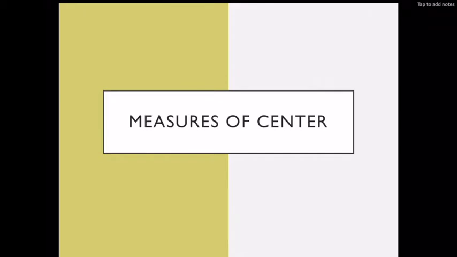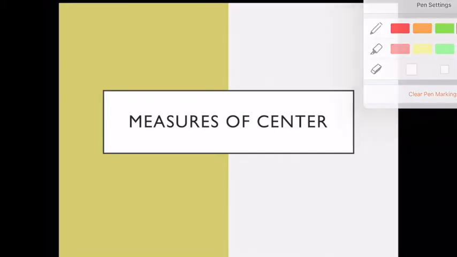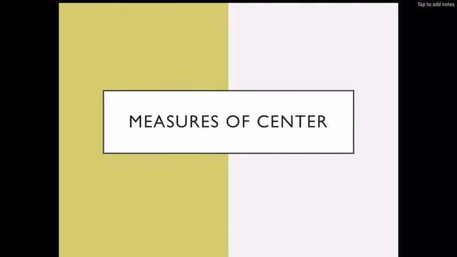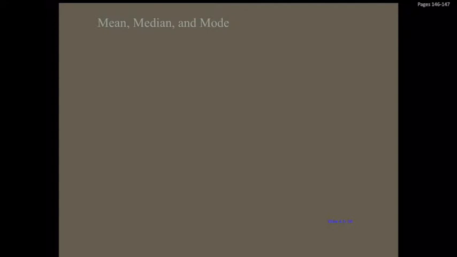Next thing I want to talk about are measures of center. Measures of center are different ways for us to express our data as one statistic. So let me talk about that. The three most common measurements of center are mean, which is also referred to as average, median, and mode.